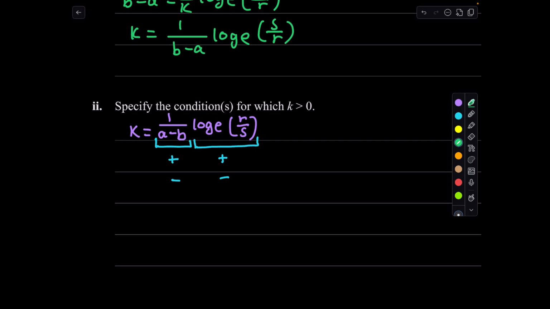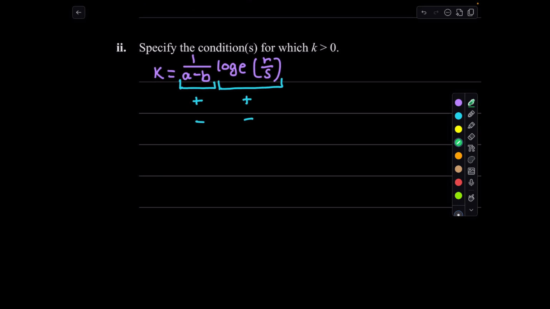So let's look at the first case, of course. The positive case. What has to happen is that 1 over A minus B, this expression here, has to be greater than 0 to make sure it's positive. And of course, the log also has to be positive. So this is your first case.